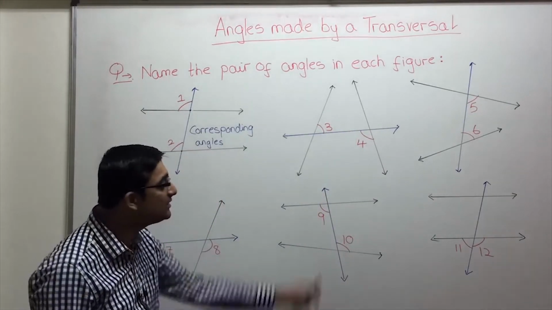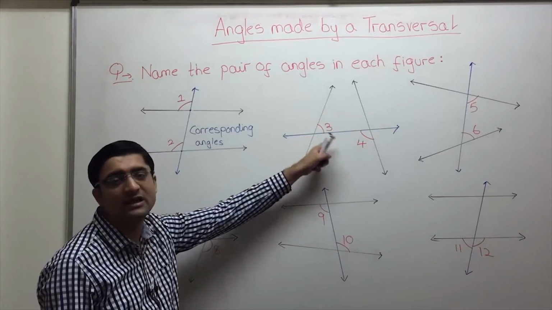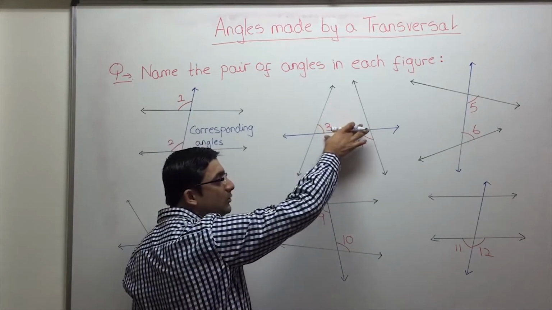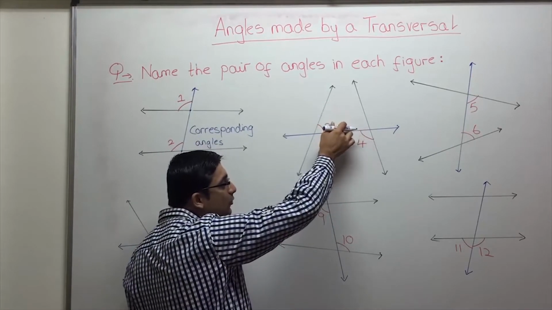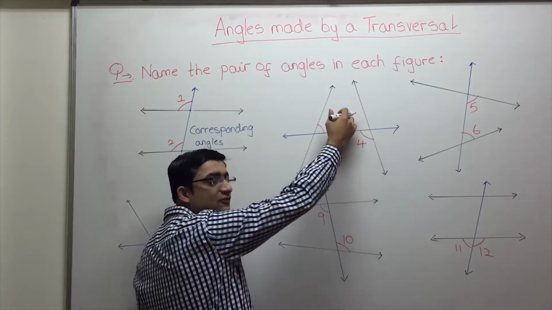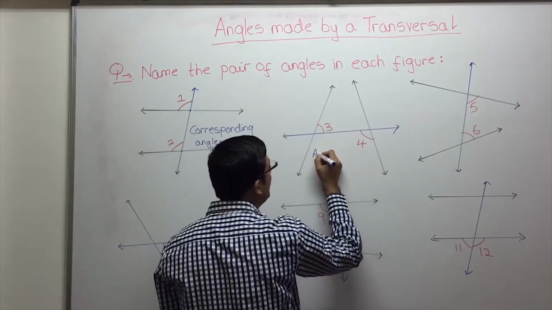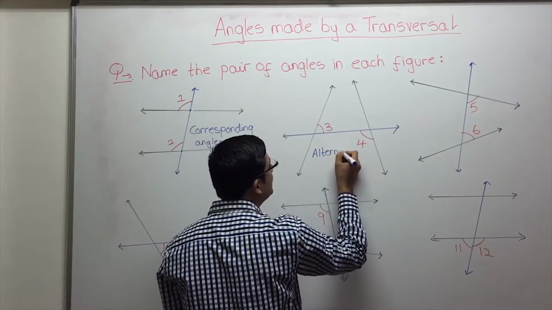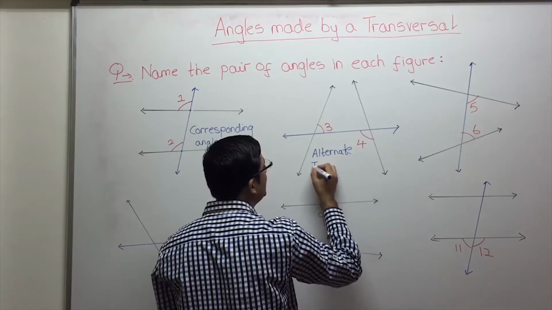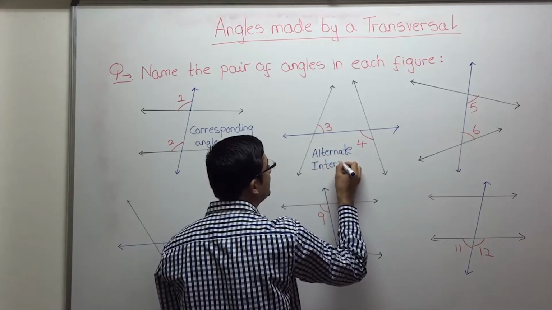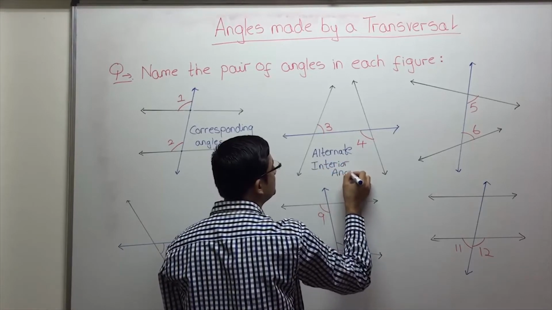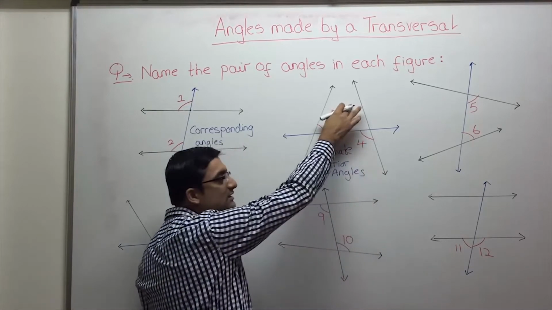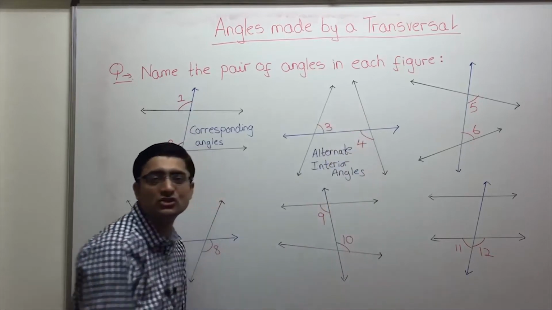Recall we studied alternate angles: different sides of the transversal and different vertex. So because they are between the two lines, interior angles, one is above, one is below, that is on different sides of the transversal. So these are alternate interior angles. Between the two lines, interior, different side of the transversal, so alternate.